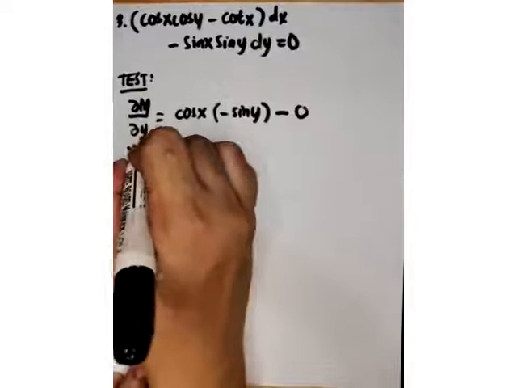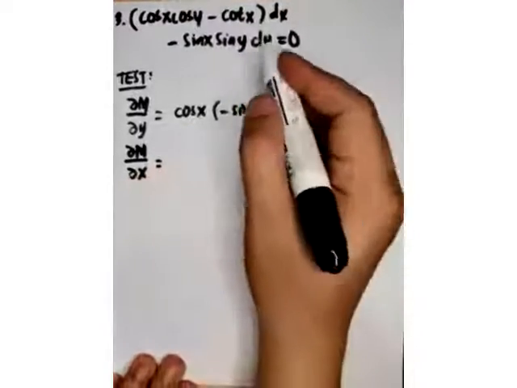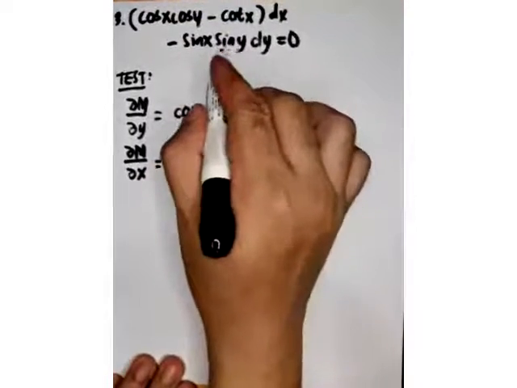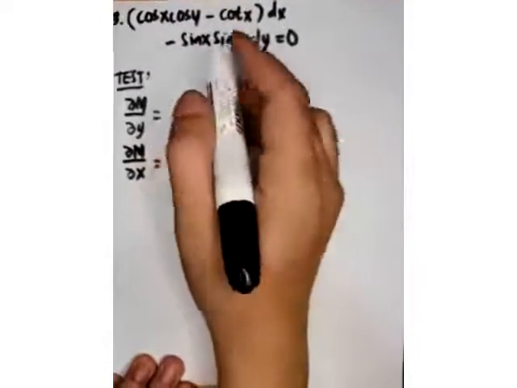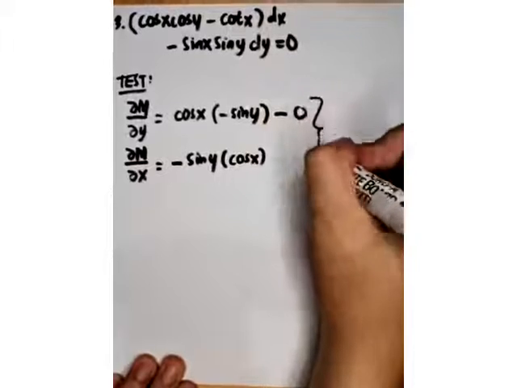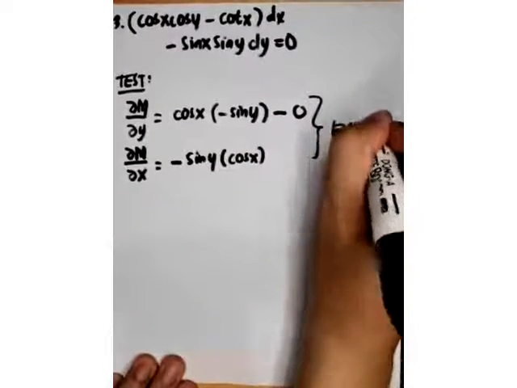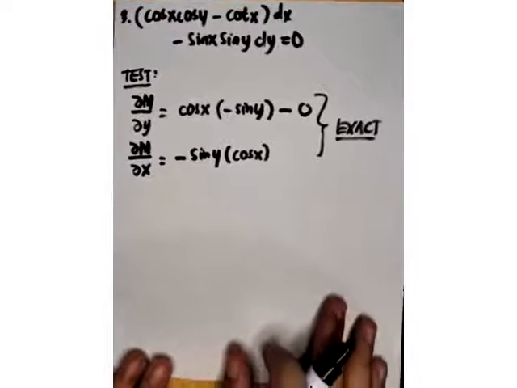Next, ang partial derivative ng N with respect to x. Okay, so that means lahat ng y niyan ay constant. So that means yung sine y dito ay constant. So, kokopyahin ko na, sine y. Ano ang derivative ng sine x? It's cosine x. Okay, are they equal? Yes, so therefore, the equation is exact. Okay, and since exact yung equation, let's proceed to the next step.